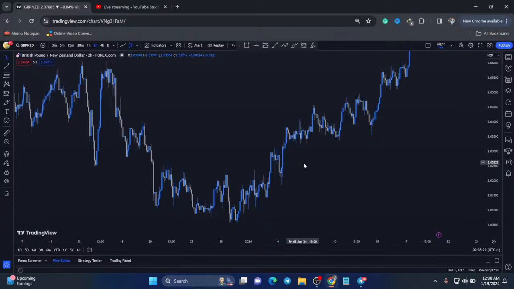Okay, so I'll try to explain from here. I'll attempt to explain from a real chart.